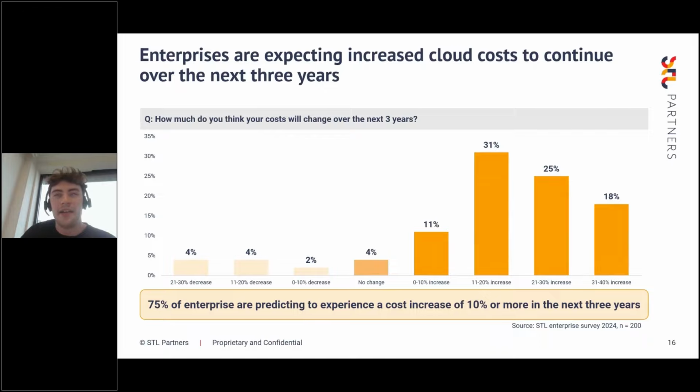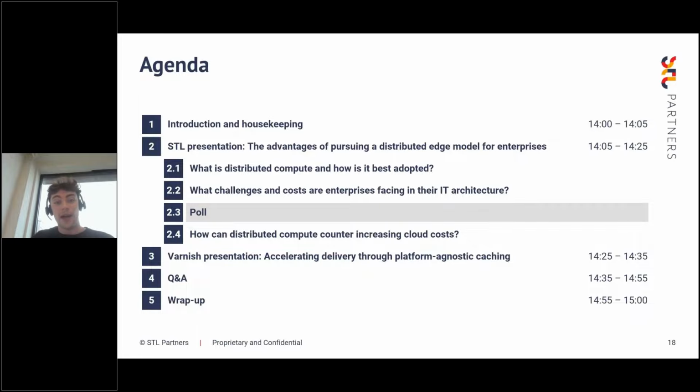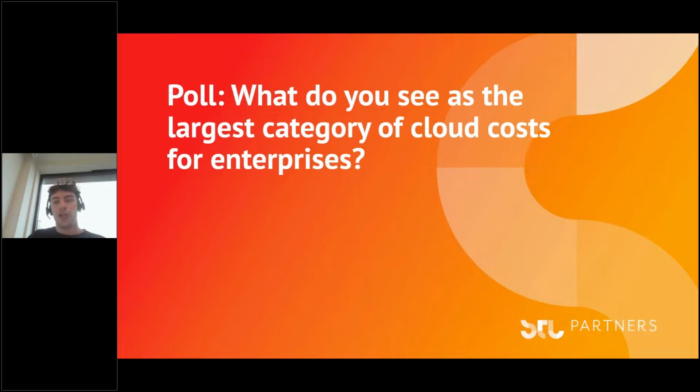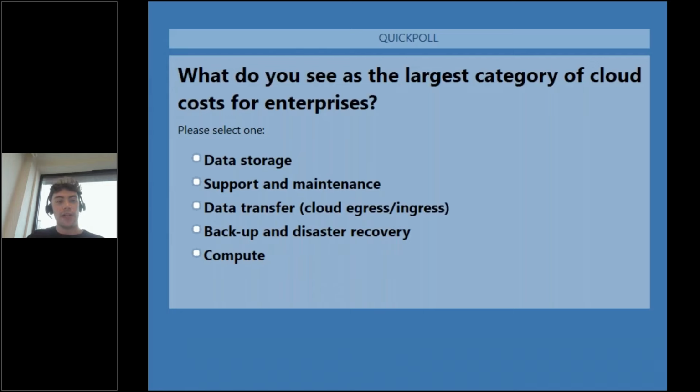So now it's time to hear from you, our audience. We'd love to hear what you believe are the largest category of cloud costs for enterprises from the following options. So we've got data storage, support and maintenance, data transfer, cloud egress and cloud ingress, backup and disaster recovery, and finally compute. Just to restate them: data storage, support and maintenance, data transfer, backup and disaster recovery, and compute.